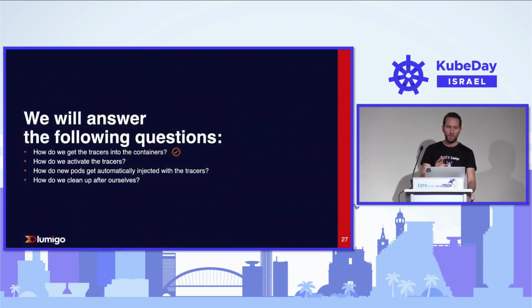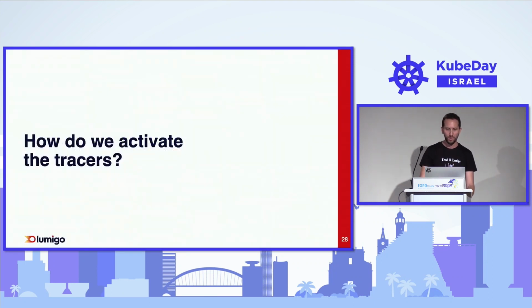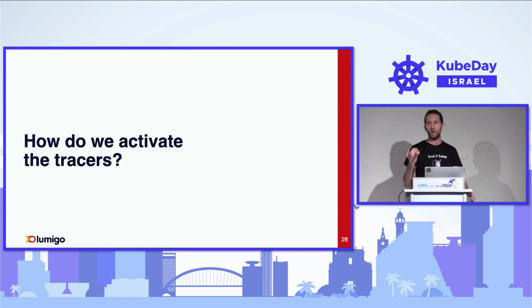So, how do we get the tracers into the containers? Covered. Now, we're getting gradually more interesting as we progress here. How do we activate the tracers? How do we load the tracers into the process? So, as we said before, we don't want our users or customers to touch their code as they do this. So luckily for us, in every runtime, although every runtime is different, there is a way to basically load packages through environment variables. So that's what we do.